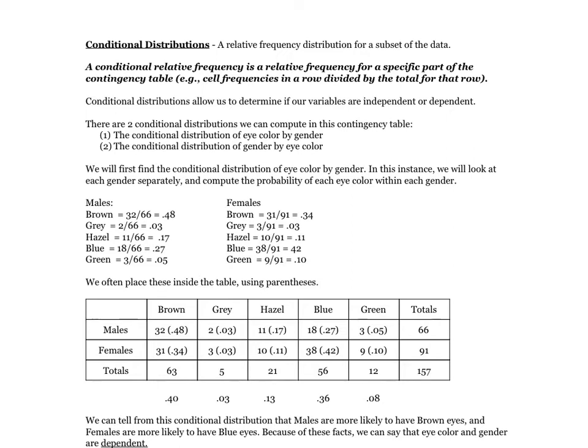So there are two conditional distributions we can compute in this contingency table. We can do the conditional distribution of eye color by gender, or we can do the conditional distribution of gender by eye color. Okay, and both give us interesting information. So we will first find the conditional distribution of eye color by gender. In this instance, we will look at each gender separately. Okay, this is important, each gender separately, and compute the probability of each eye color within that gender.